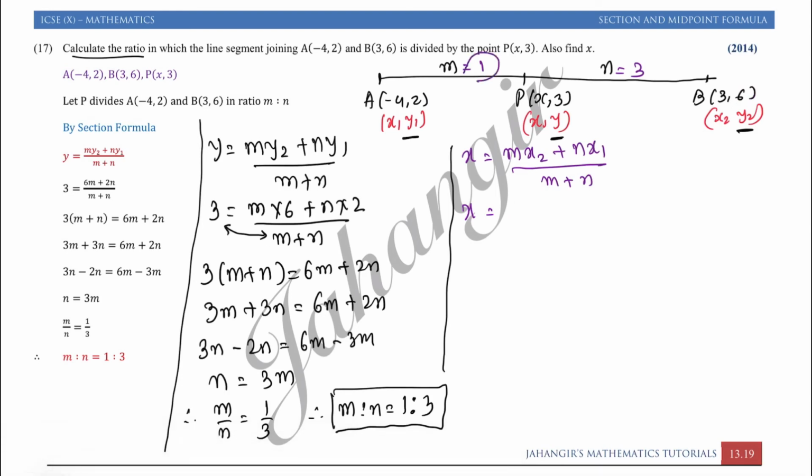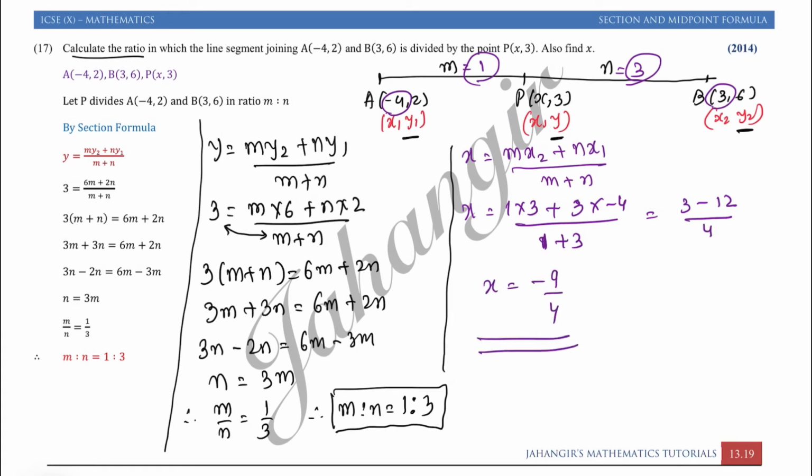Here I will multiply 1 with 3. 1 into 3 plus 3 into minus 4 upon m plus n, that is 1 plus 3. So this will become 3 minus 12 upon 4. So therefore x's value is minus 9 by 4. Since it's a coordinate, do not write in mixed fraction.